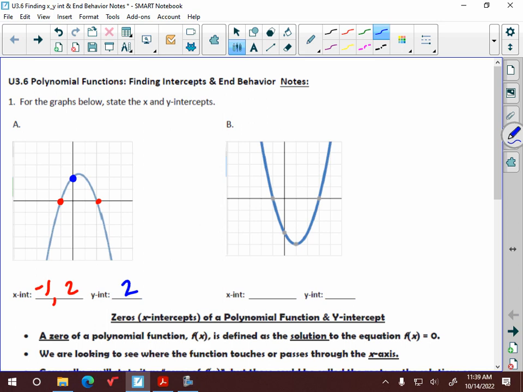All right, and then on B, we can do the same thing. We can see it crosses the x-axis here at -1, and then again 1, 2, 3 at +3. And then the y-intercept, we can see it crosses down here at -1, 2, 3, -3. All right, so let's keep going.